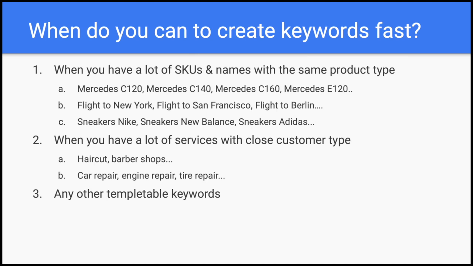The second type is when you have a lot of services that are very close to each other. For example, car repair is a very general topic, but there are also a lot of different parts in the car that you also repair: engine, tire, wheel, radio, seats, leather. All of them have the same pattern, and people are looking for them with the same purpose, and all of these keywords have the same pain points, the location, the price, and you also can generate them very fast.